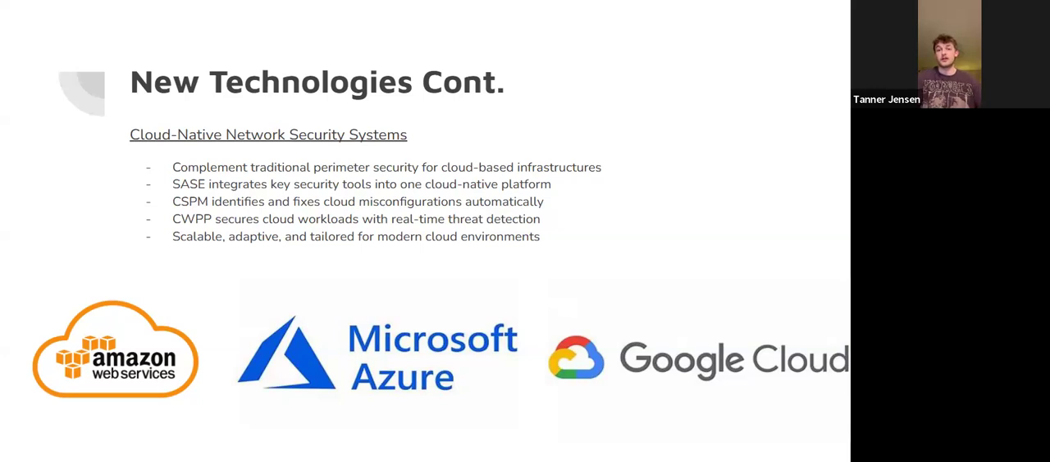We also have tools like CSPM, which stands for Cloud Security Posture Management, which scans your cloud environment for misconfigurations and fixes them automatically. And then there's also CWPPs, which are cloud workload protection platforms, which help monitor and secure cloud-based applications and services in real time without slowing down other processes. So these technologies really are powerful just because of their flexibility and scalability, and they're able to adjust to the needs of the user and help businesses stay secure.